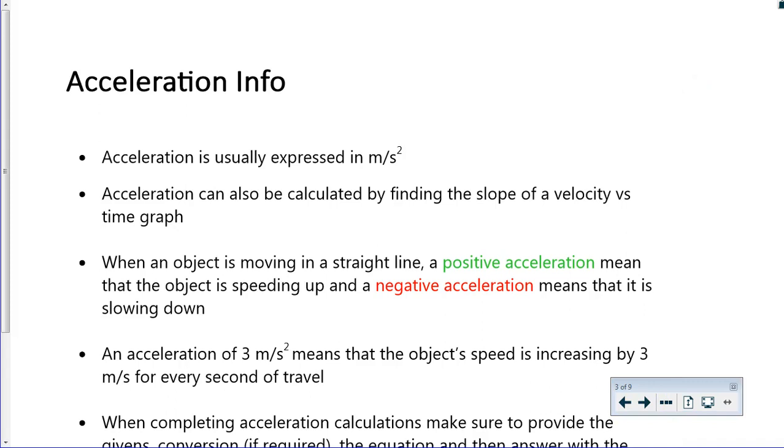Acceleration is usually expressed in meters per second squared, like we just talked about. It can be calculated by finding the slope of a velocity time graph, like we discussed in the previous unit. When an object is moving in a straight line, a positive acceleration means that the object is speeding up, and a negative acceleration means that it's slowing down. Now, that's assuming that you're traveling in the positive direction. Obviously your positive and negative acceleration will depend on the direction you're traveling, which we look at in the next slide. If you were going in a negative direction, a negative acceleration would cause you to go faster.